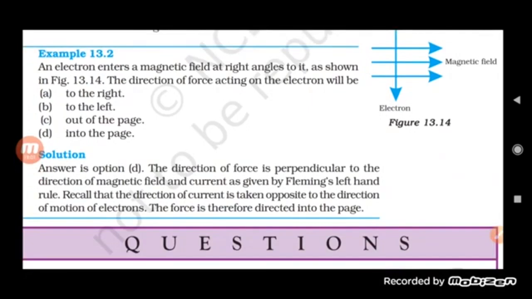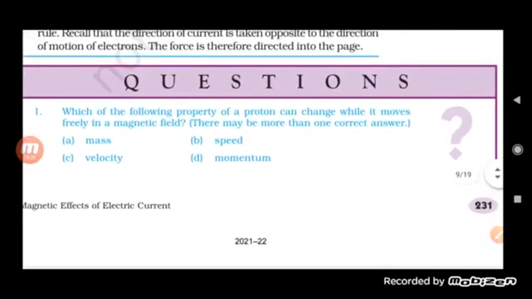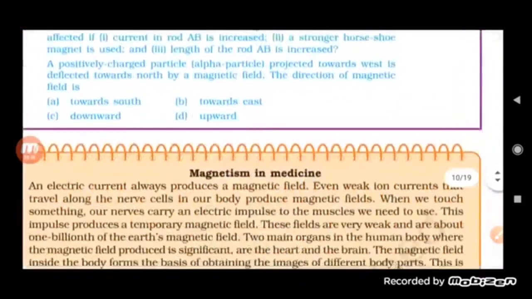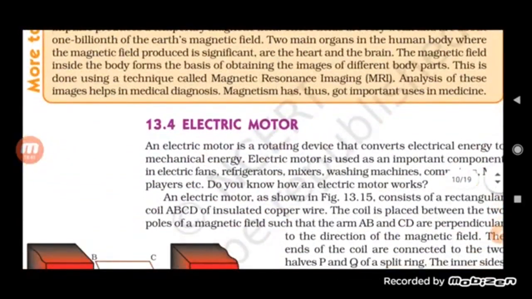Here it is written that the direction of force is perpendicular to the direction of magnetic field and current, and this is given by Fleming's left hand rule. So, Fleming's left hand rule says that if we stretch all our three fingers, forefinger, middle finger and thumb, we will find that if any two directions are given, we can get the direction of the third one. This is Fleming's left hand rule, students.